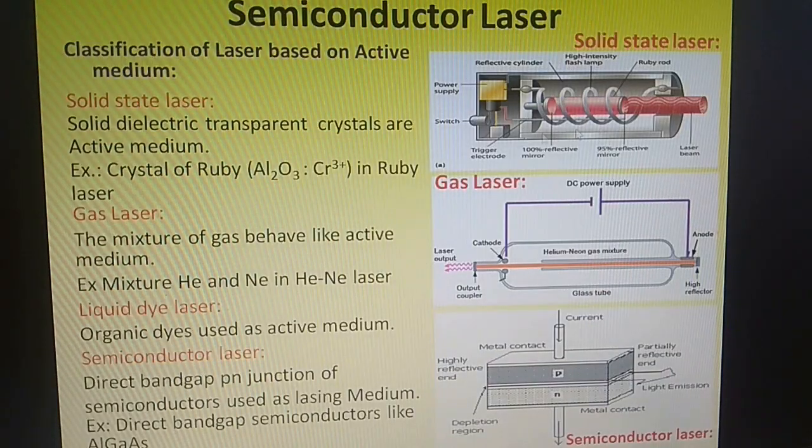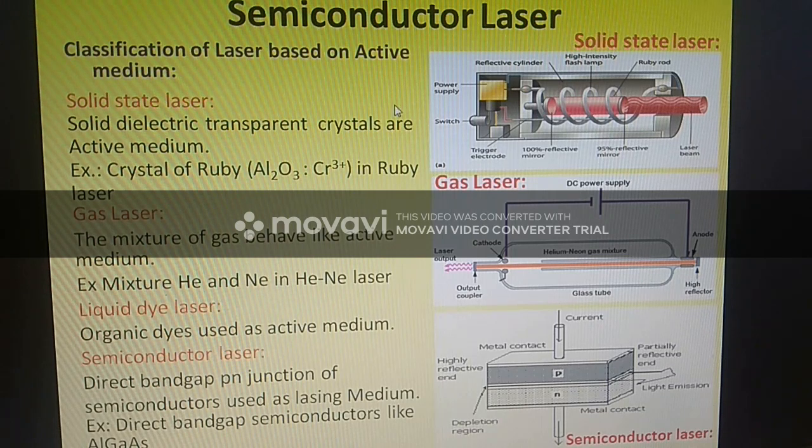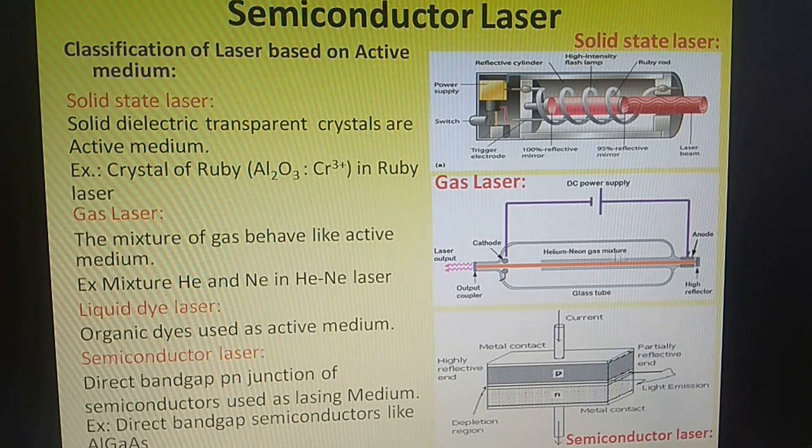Now we are doing the experiment with the semiconductor laser. There are actually four types of lasers: solid state laser, gas laser, liquid laser, and semiconductor laser. In a solid state laser we use some crystals doped with some other material. In a gas laser we use gases, such as the helium neon laser; helium and neon are gases. And in liquid dye lasers we use liquid dyes.